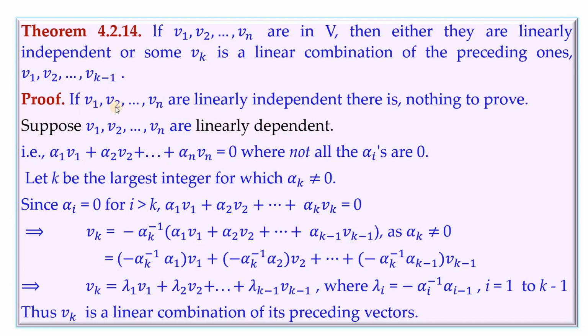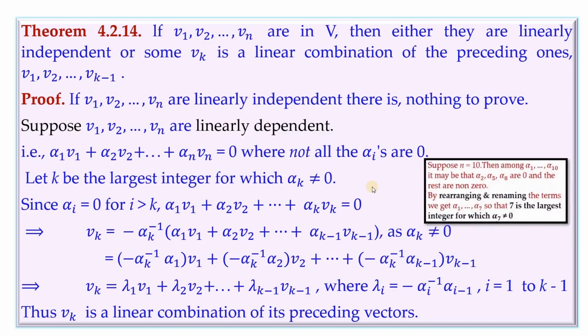So if V1, V2 and so on are linearly independent, there is nothing to prove. Suppose they are linearly dependent. That is, we don't have the scalars all of them to be 0, but yet the linear combination is 0. So if we have V1, etc., Vn to be linearly dependent, then this is what we have. Now let k be the largest integer for which alpha k is non-zero.